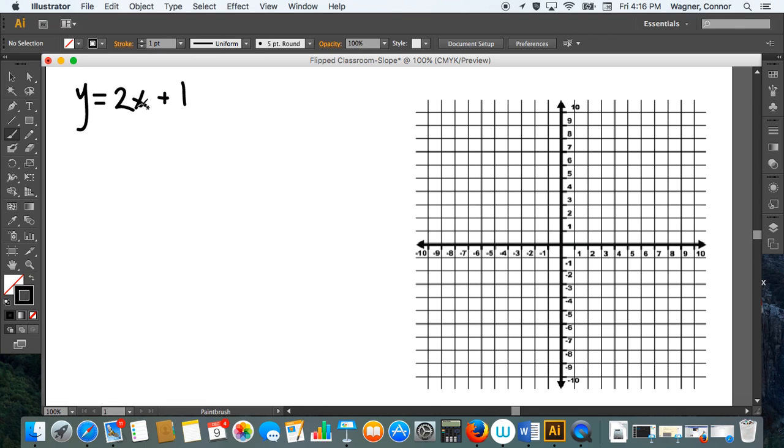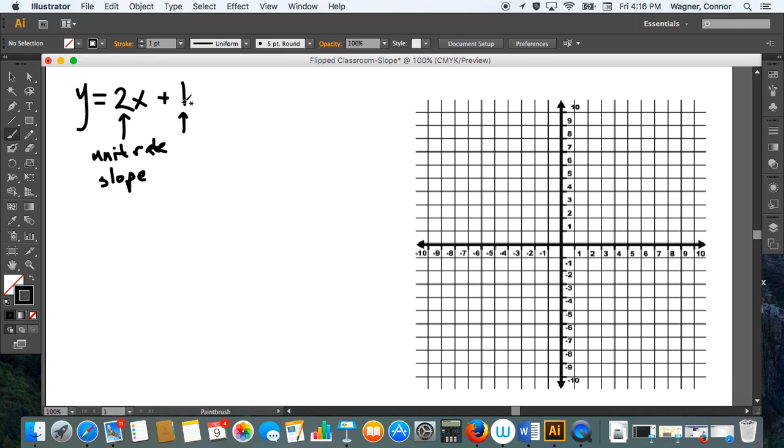So by now you should recognize that x is independent and y is a dependent variable, but I want to spend a lot of time in this video talking about this 2 here and this 1. The 2 is our unit rate or coefficient, and when we go to graph this, we're going to start looking at it as the slope, and that's what a lot of this video is going to be about.